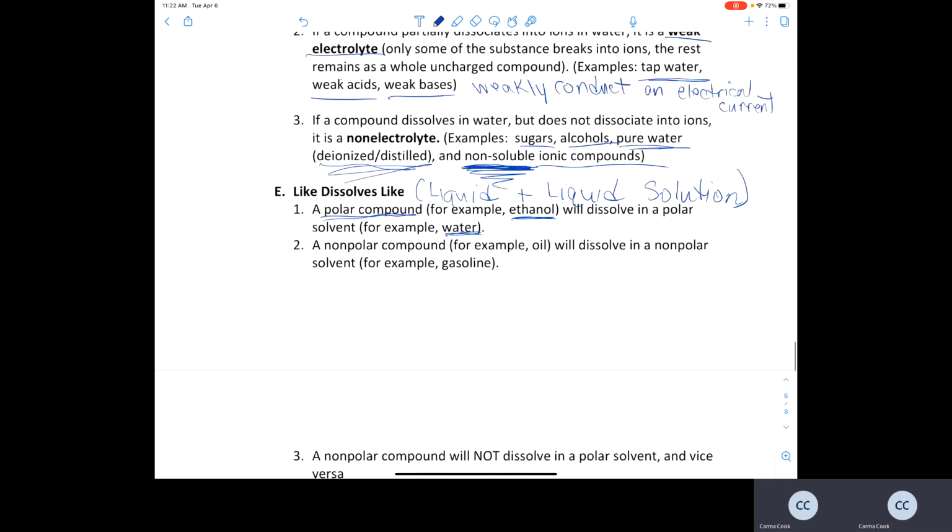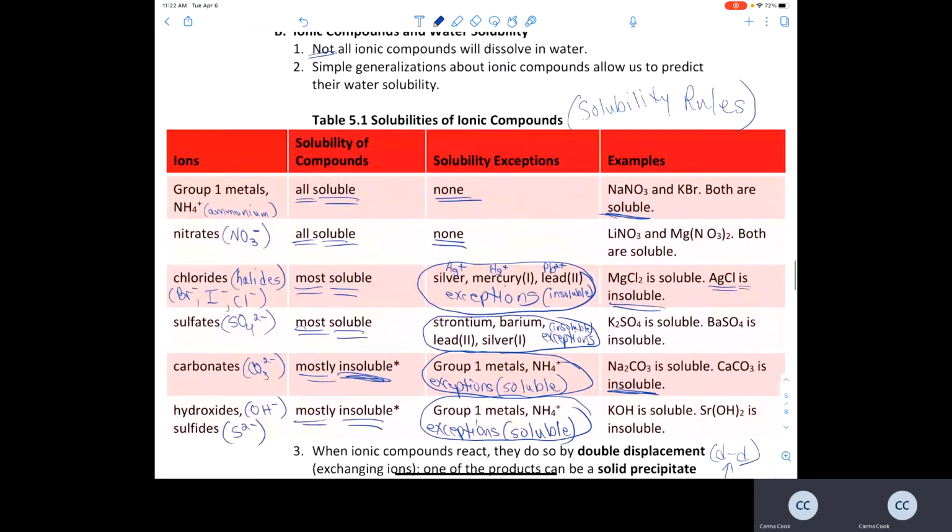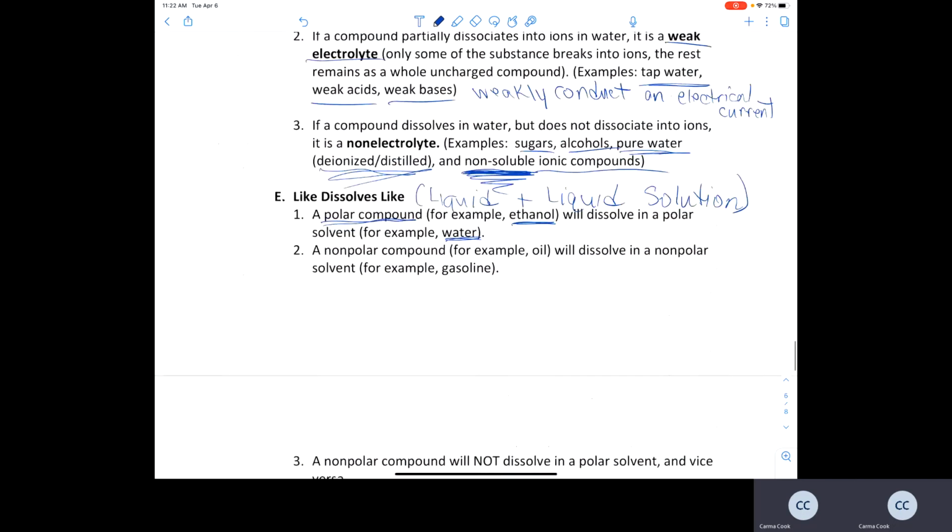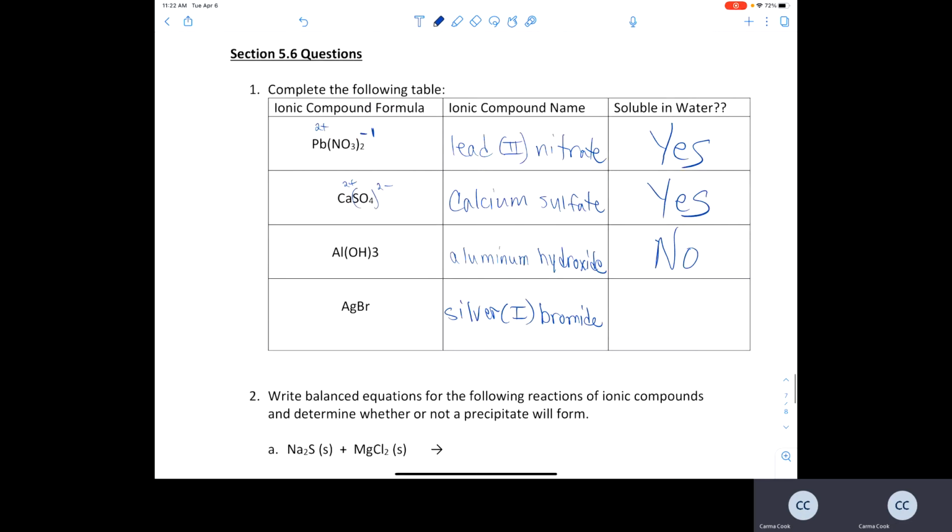Silver bromide, you look at the bromide or the halide rule. Bromides are mostly soluble except for if they're paired with silver, mercury, or lead. AgBr is paired with silver. It meets that exception, so it is not soluble.